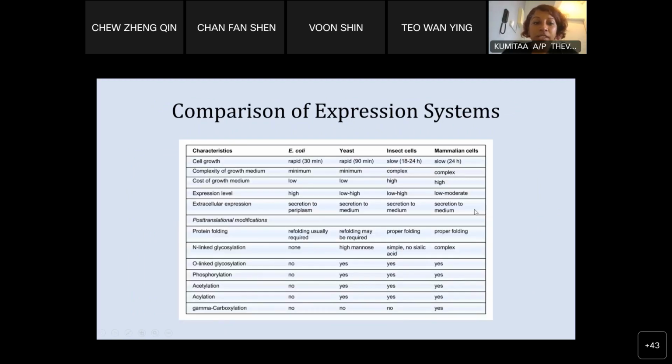Comparison of expression systems. We talked about this across all the different systems. You can just go and look at it later, or you can also sit down and try to put this together on your own and then compare this to the chart. So looking at things like cell growth, expression levels, protein folding, and glycosylation.